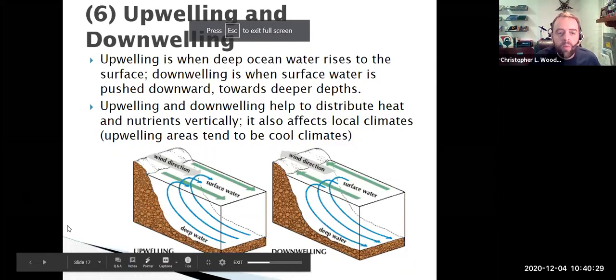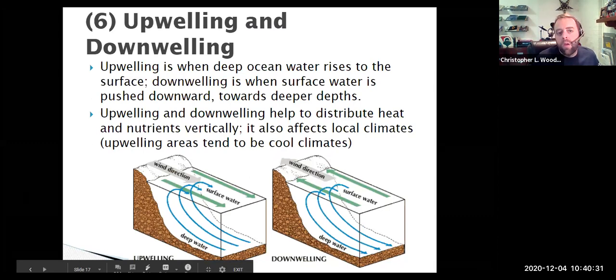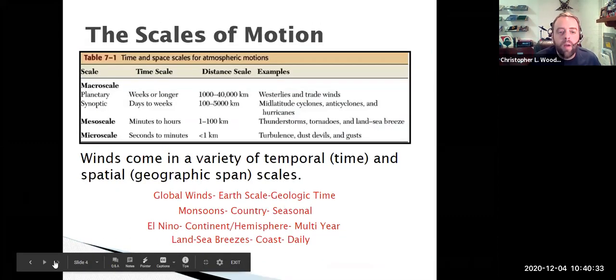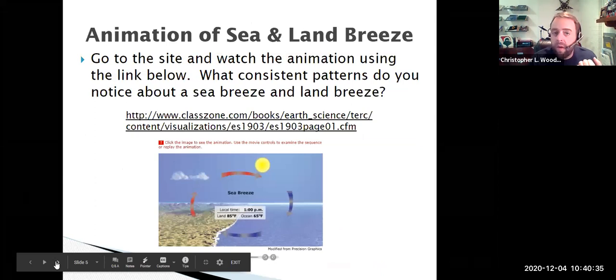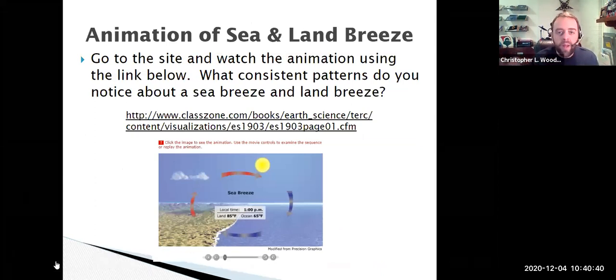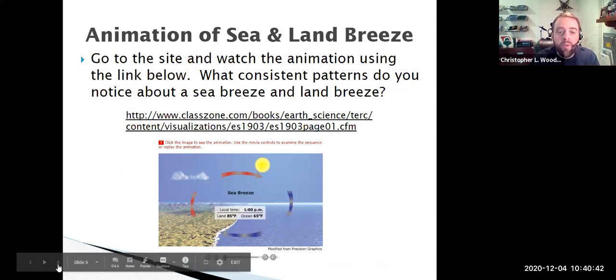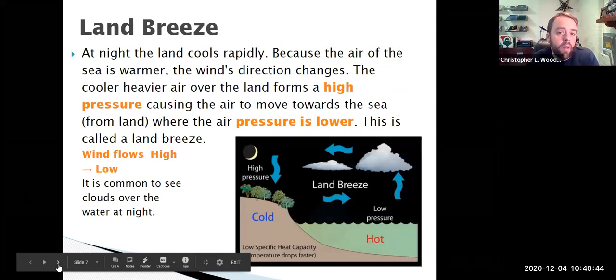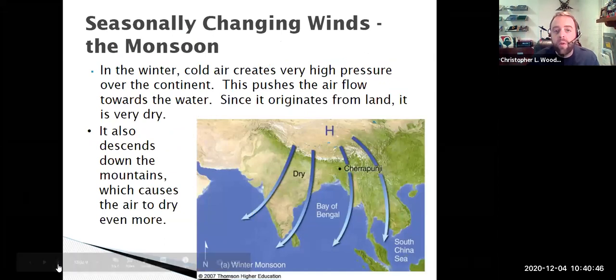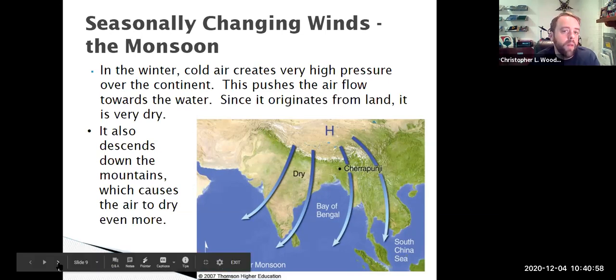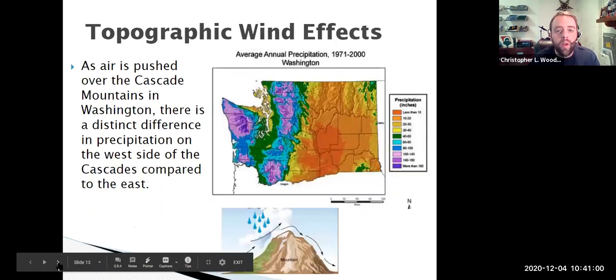Just, let's see, quick review. We have land and sea breezes, high and low pressure, reverse back and forth from day to night. Monsoons, which happen on seasonal scales, high and low pressure as it changes from the winter dry conditions to the summer very wet, rainy conditions, the rainy season. And then El Niño and La Niña.